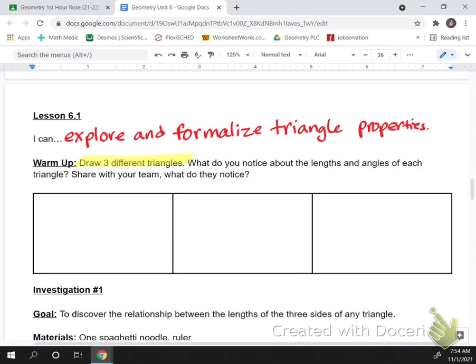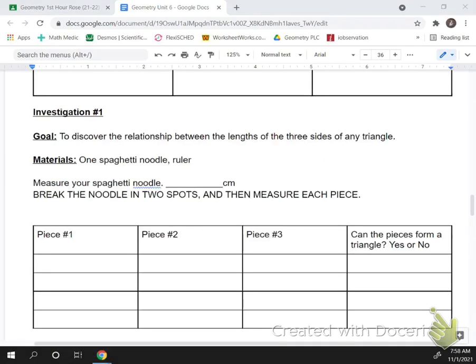What do you notice about the lengths and the angles of each triangle? Draw 3 different triangles in the boxes that I gave you. Turn and talk to your team, please. We're going to go over the instructions first. Investigation number 1.